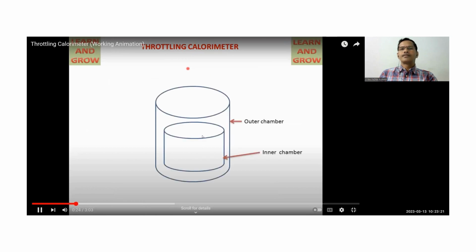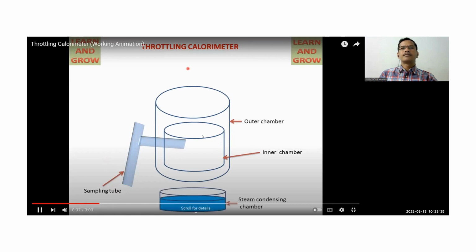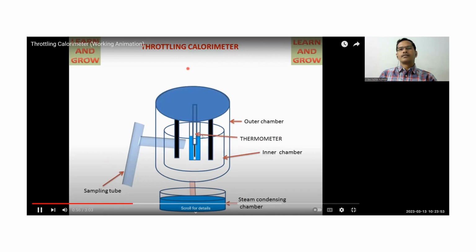We have an outer chamber and an inner chamber with a connecting pipe. This is a sampling tube to transfer steam to the inner chamber. This is the steam condensing chamber in which steam will be condensed. This is connected to the outer chamber, and these are the baffles or restrictions for the steam. This is the thermometer. This is the oil in this chamber.